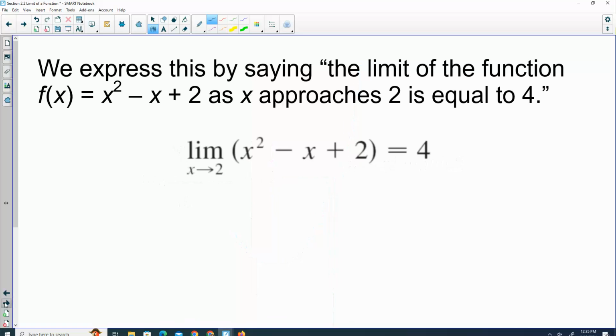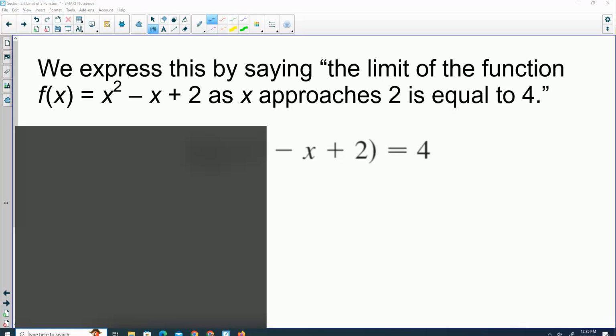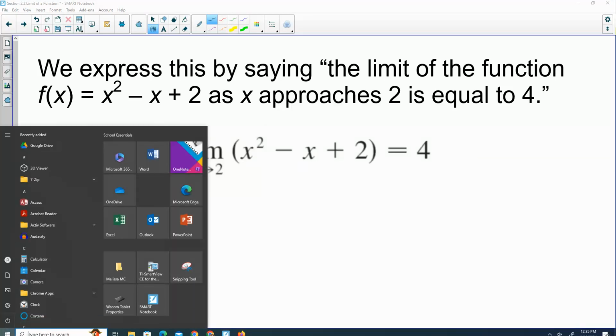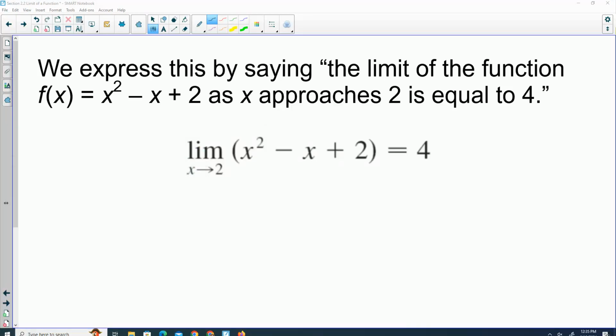Notation-wise, what we will write is limit, and then underneath it, or kind of off to the side, we say as x approaches 2. So we're telling ourselves as x is getting closer to 2 of this function, that's the equation I was looking at, equals 4.